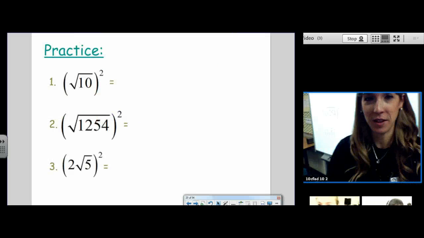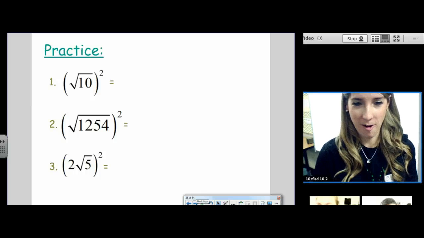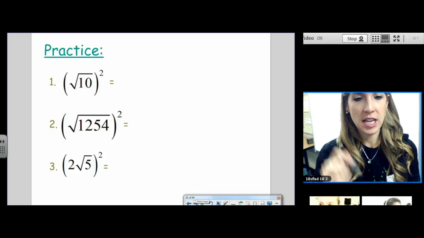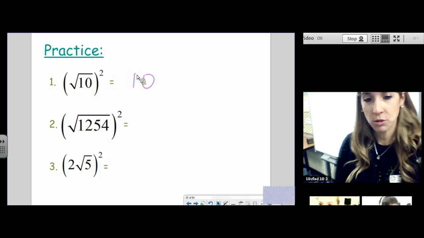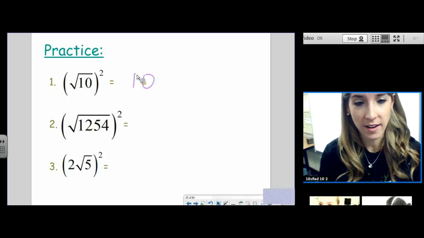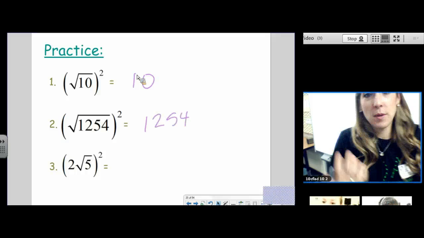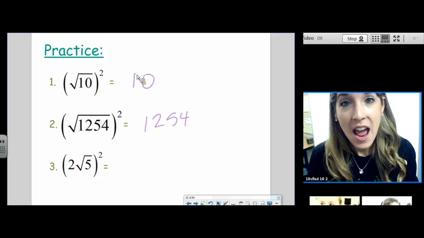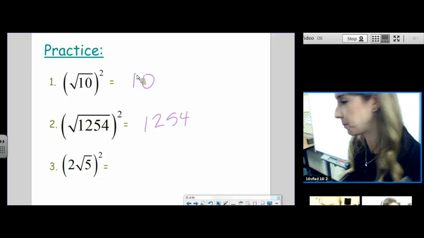I know it's easy, but a couple of you are still going to get it wrong on the quiz, but that's okay. We're going to go over it. Okay, what's the square root of 10 squared? 10. What's the square root of 1,254 squared? 1,254. Am I doing anything to these? I am simply taking the radicand and I'm doing nothing to it at all.